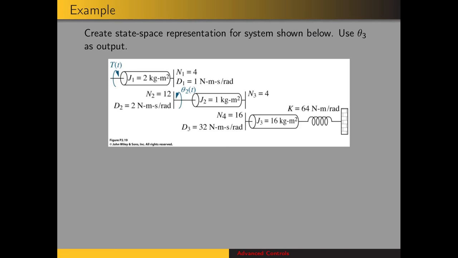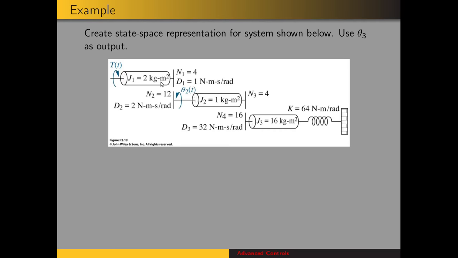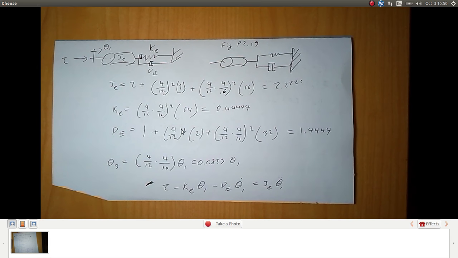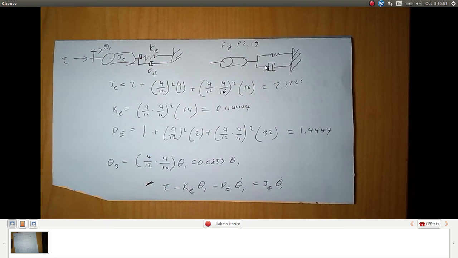And now we can do the same thing for reflecting the stiffness. This is the only spring in the system, so it's reflected through both gear pairs. This product squared times 64 gives us an effective stiffness of 0.444444. And then for damping, we have damping on this shaft, D1, then we'll reflect D2, and then we'll reflect D3. So D1 plus D2 reflected plus D3 reflected gives us 1.444.